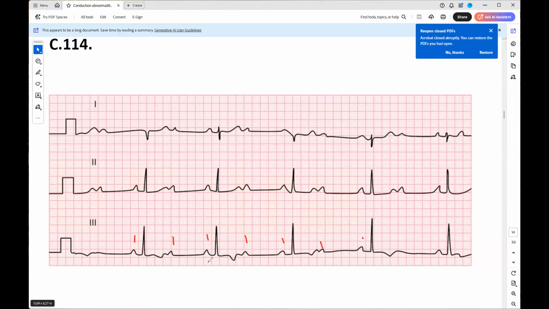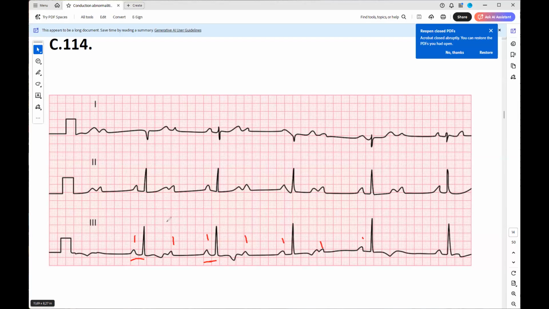Now that's a 2 to 1. And you see that these conducted P waves are the same. It does not matter whether this PR is longer than 0.2. Doesn't matter. But this is conducted, and every second is conducted, this is 2 to 1. Okay. All right. Go on.